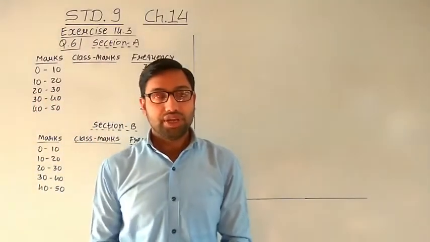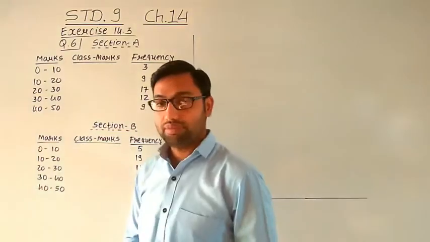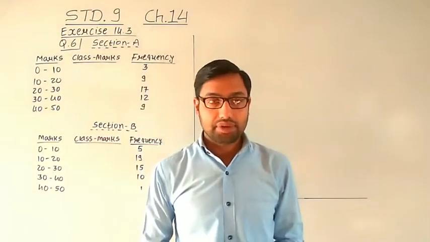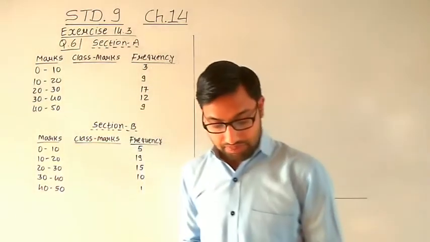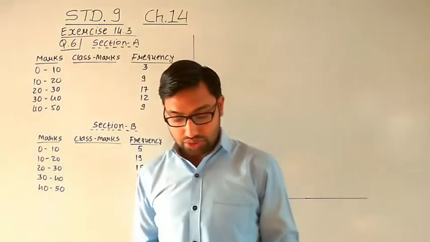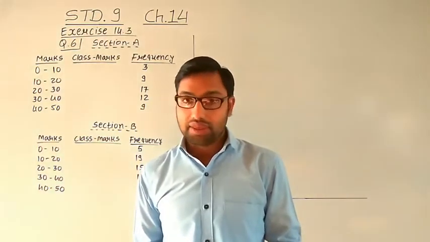Hello students, today we will solve question number 6 of exercise 14.3. This is the topic of standard 9, chapter number 14, statistics. So what is the question? The question is: the following table gives the distribution of students of two sections according to the marks obtained by them.